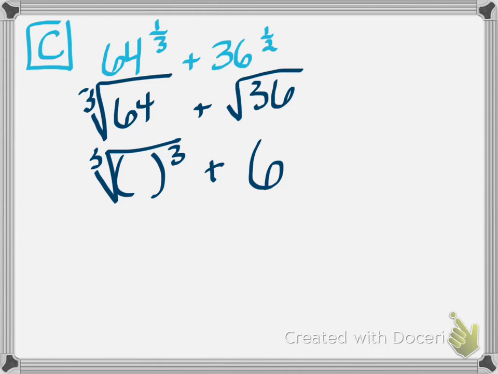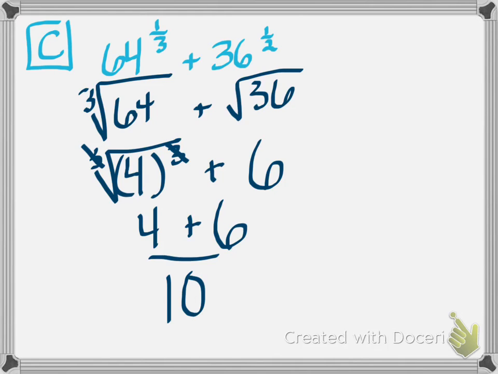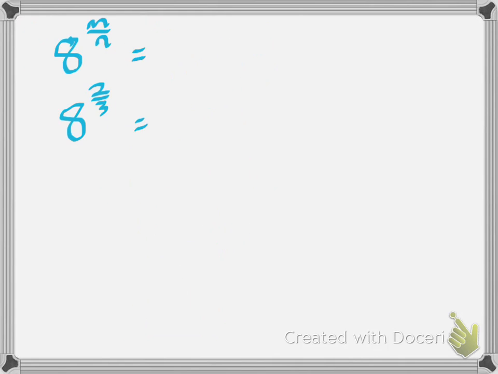It's not 3, because 3 times 3 is 9, times 3 is 27. So let's try 4. 4 times 4 is 16, times 4 is 64. And you'll get used to seeing that as well. So 4 to the 3rd with the cube root, I get 4 plus, and we already said the square root of 36 was 6, and 4 plus 6 makes 10.